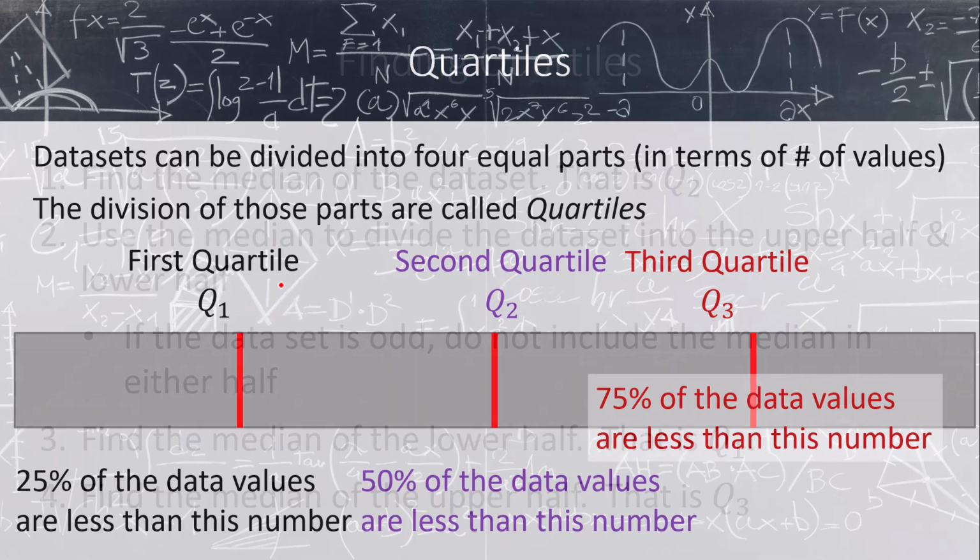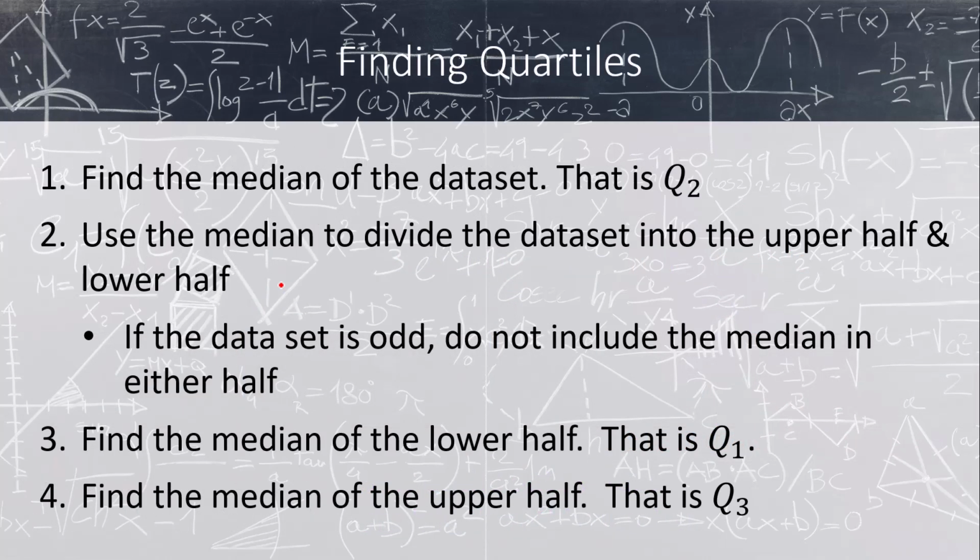Okay, how do you compute them? It's pretty straightforward. The first thing you want to do is find Q2. How do you find Q2? It's the median. Find the median. Once you find it, call it Q2. And we know how to do that. How do you find the median? 1, you sort the data. And then 2, it's the number in the middle.